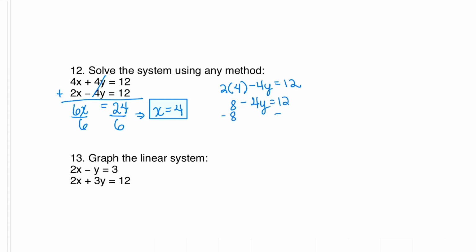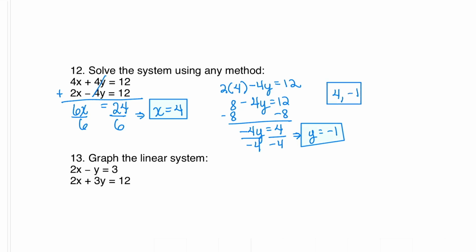Now we're going to subtract 8 and then divide by -4. So the solution to our system here is going to be 4, -1. And in other words, that is where our lines will connect on the graph.